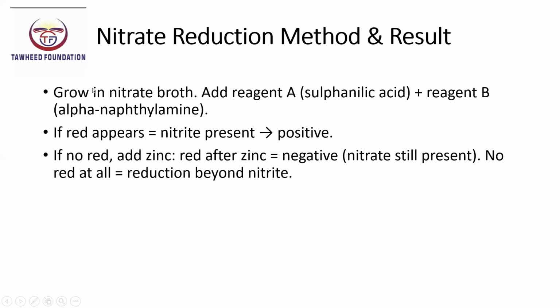So, grow in nitrate broth, add reagent A, which is sulfanilic acid, plus reagent B, which is alpha-naphthylamine. If a red color appears, it means nitrite is present and the test is positive. If no red color appears, add zinc. If red appears after zinc, it indicates negative, which means nitrate is still present. If there is no red color at all, it indicates reduction beyond nitrite.